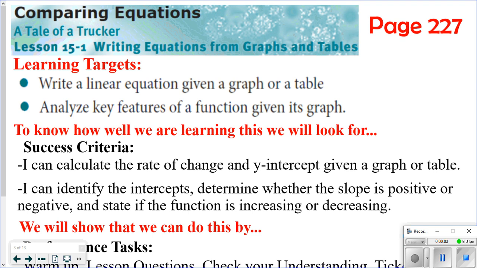We are starting a new activity. So we're in activity 15, page 227. We're going to compare equations. Lesson 15.1 is all about writing equations from graphs and tables. So we're going to look at writing a linear equation if given a graph or a table, and then analyze key features of a function given its graph.